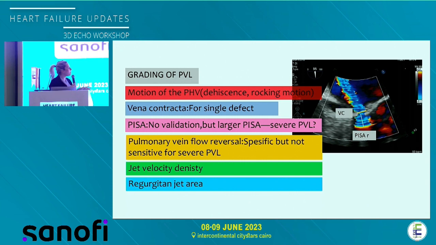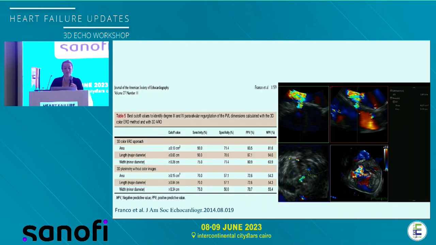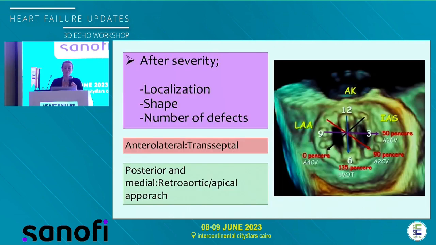We can utilize pulmonary vein flow reversal. It is specific but not sensitive for severe PVL. We can also use jet velocity density and regurgitant jet area. Actually, we are combining all of them in a clinical scenario as well. You can utilize as well the 3D color area approach, and it is not easy, but we can use it too. And after we are sure about the severity, localization, shape, and number of defects are important.